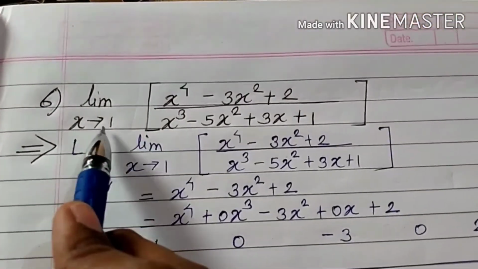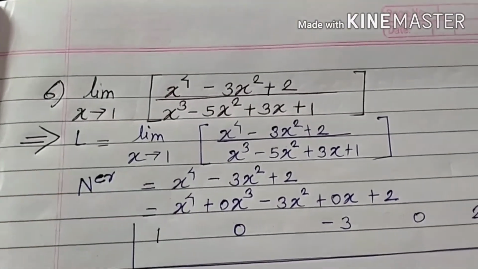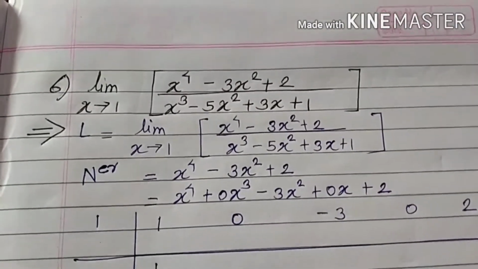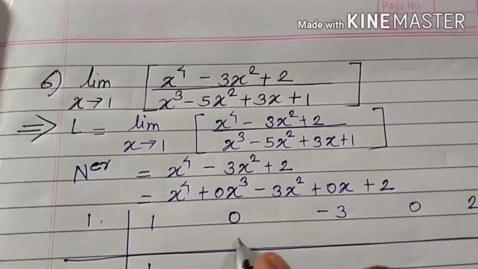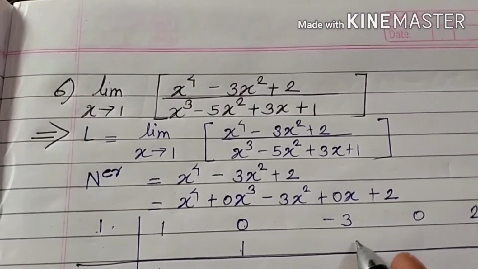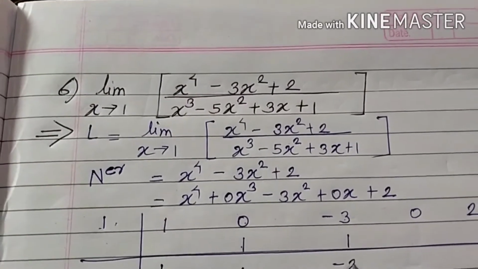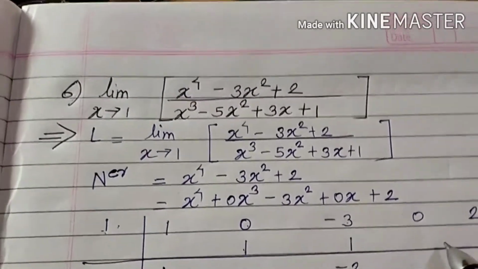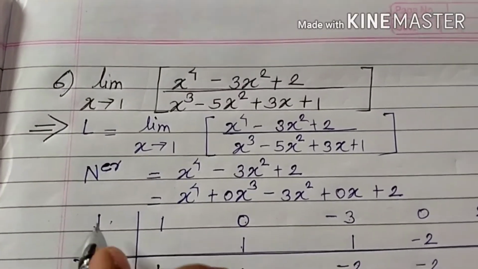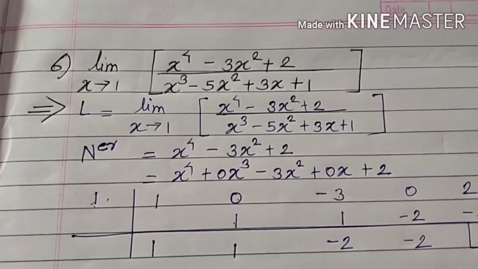Now here x tends to 1 means we have to remove the x minus 1 factor. So here take simple 1. This 1 into 1, 1. 0 plus 1 is 1. 1 into 1, 1. Minus 3 plus 1 is minus 2. Minus 2 into 1, minus 2. 0 minus 2 is minus 2. Minus 2 into 1 is minus 2. And here we get 0.